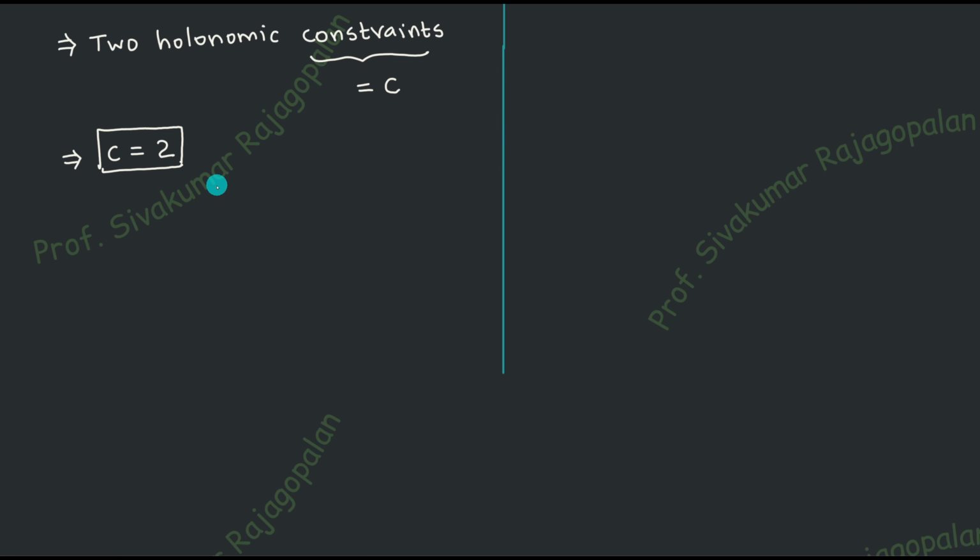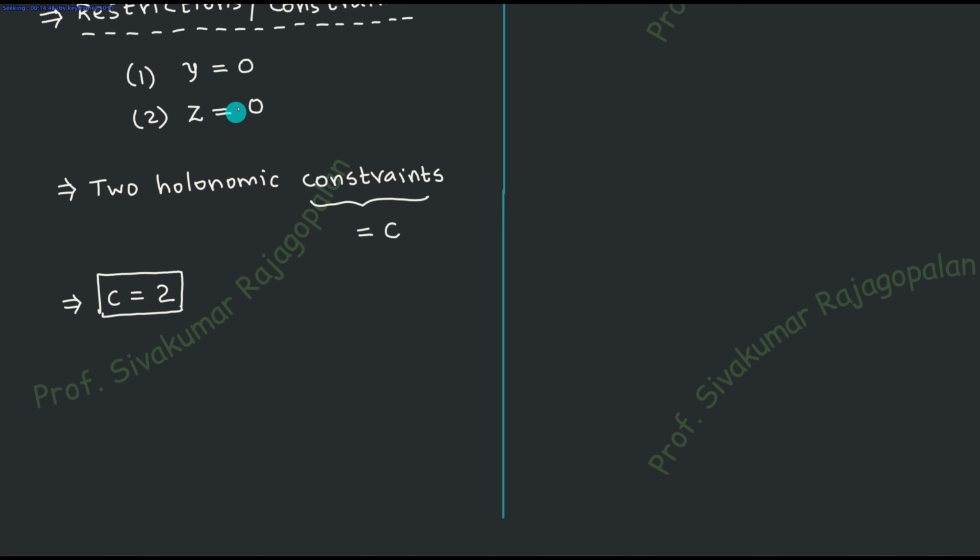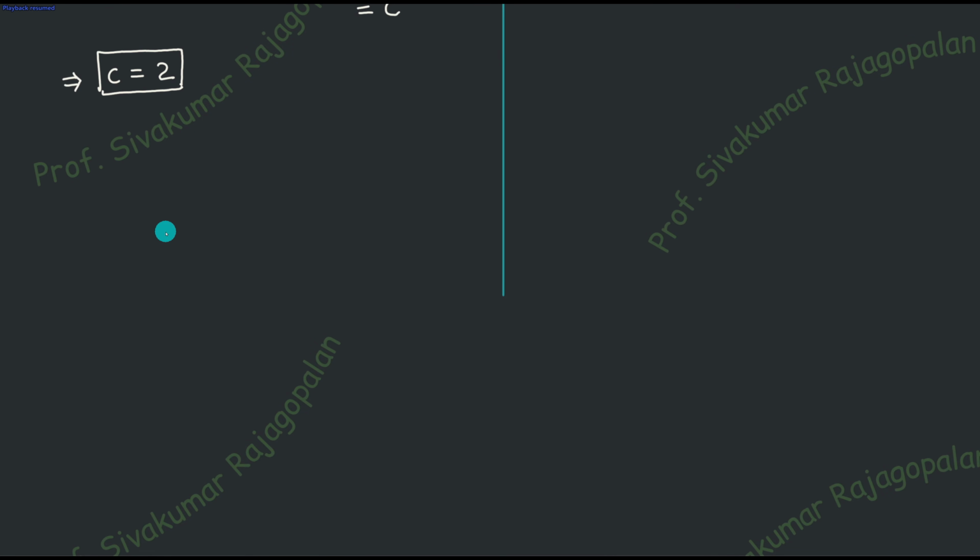Y equal to 0, right? Yeah. Y equal to 0 is one equation. Z equal to 0 is the second equation. So I have two equations. One equation is one constraint. So two equations mean two holonomic constraints are there. Since both of them are holonomic constraints, it is acceptable and we can proceed further. And remember that we are having two equations for the constraint, C equal to 2.